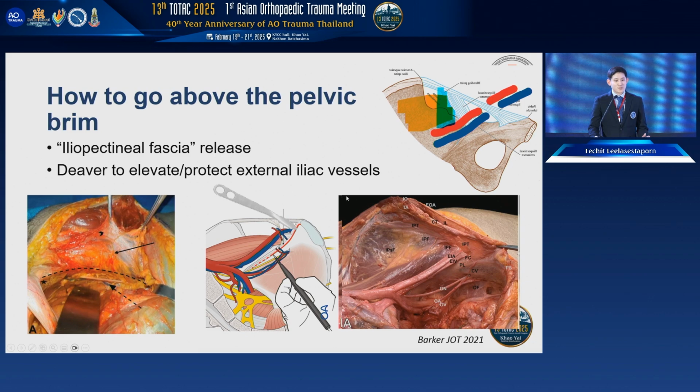So when we get into the brim, we will encounter another thing, which is the iliopectineal fascia, which we need to release to complete exposure of the pelvis. In order to do so, we have to get the external iliac vessel out of the way using the lever retractor, so we can go into the brim further.